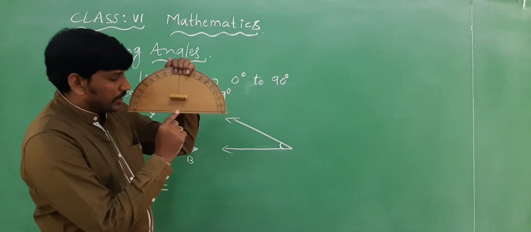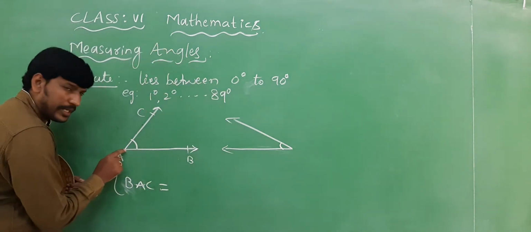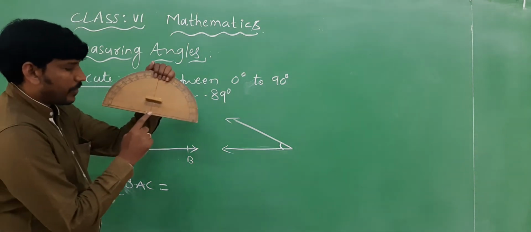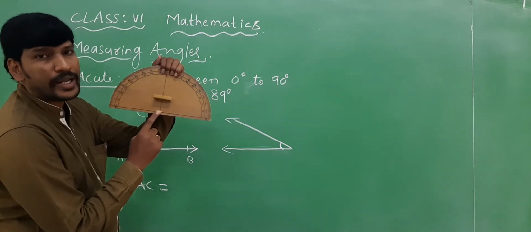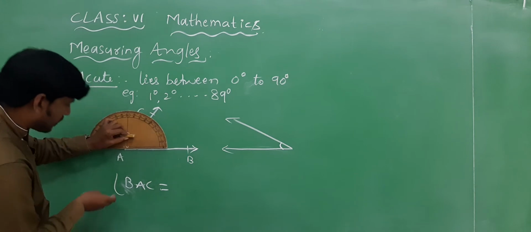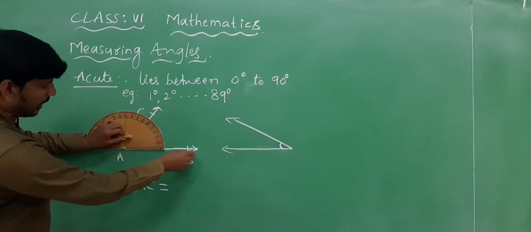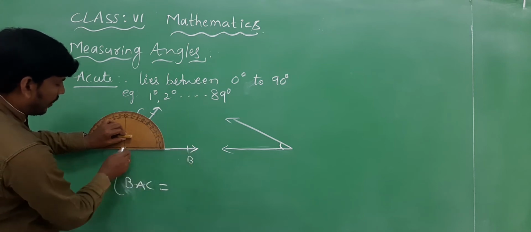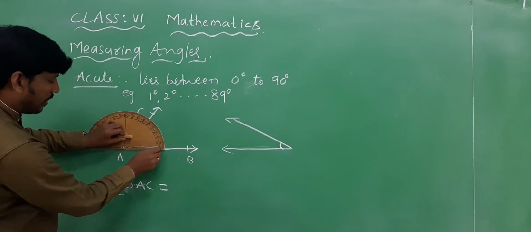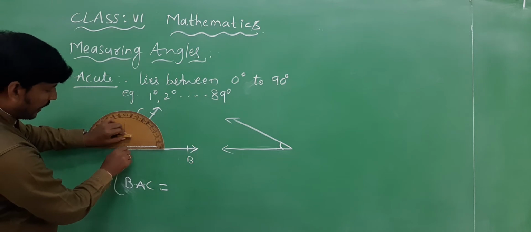This vertex point will coincide with this point. Here, A is the vertex, right? A is the vertex. This vertex and this point will coincide, meaning both must match. See, I am going to keep it like this. Now, this AB ray will coincide with this line, right? And this point will coincide with A.